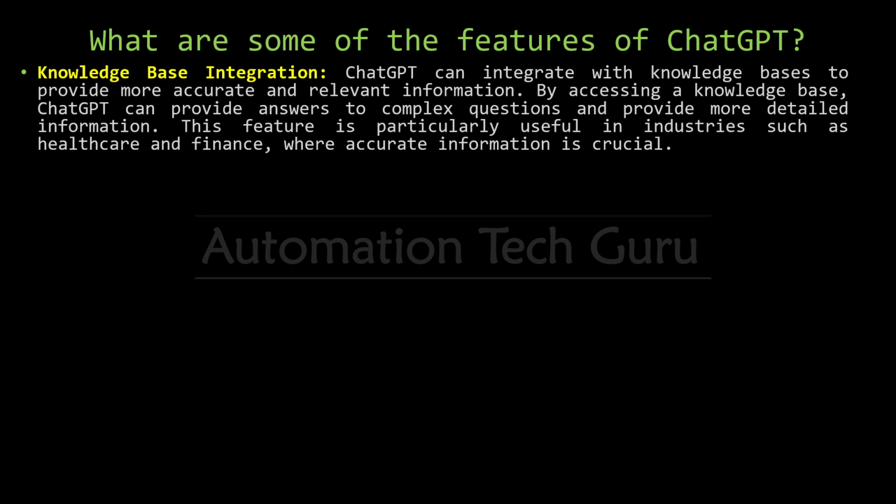Knowledge based interaction. ChatGPT can integrate with knowledge bases to provide more accurate and relevant information. By accessing the knowledge base, ChatGPT can provide answers to complex questions and provide more detailed information. This feature is particularly useful in industries such as healthcare and finance, where accurate information is crucial.